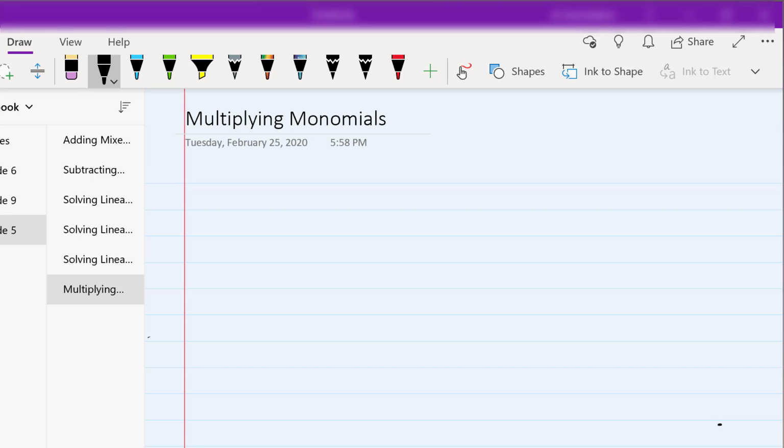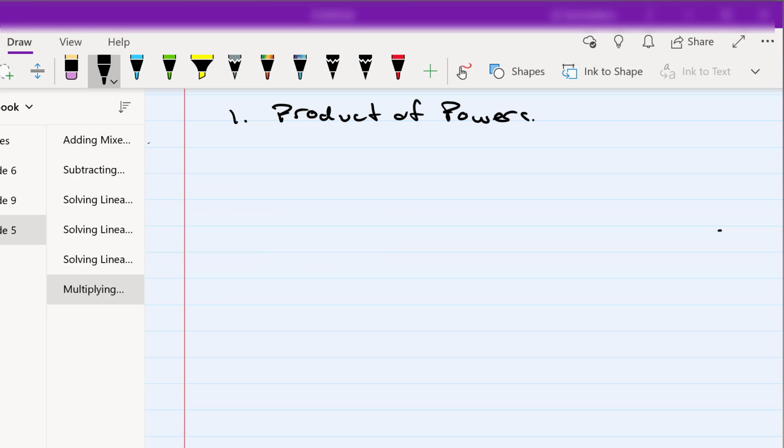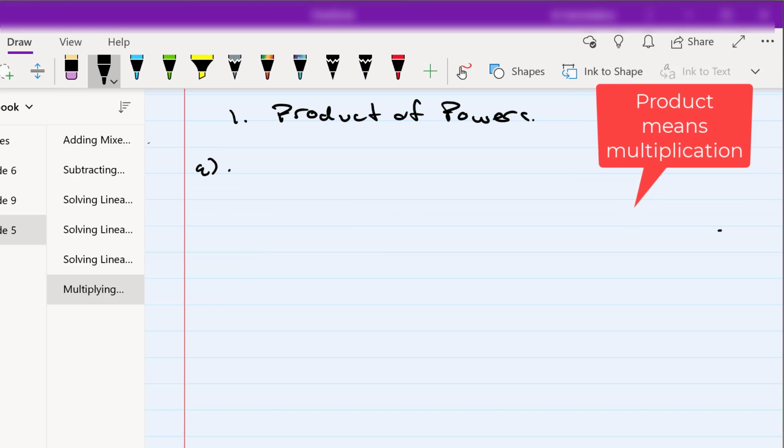Well, just what is a monomial? A monomial is a single term such as x to the 7th or x to the 6th or just x, whereas a polynomial would be something that is made up of more than one term such as x squared plus 1 or x cubed plus x. That's a polynomial.